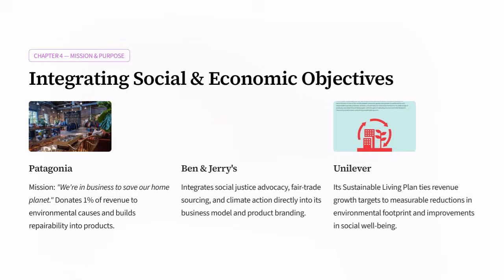This chapter examines how organizations integrate social and economic objectives, rather than treating them as separate priorities. Mission becomes meaningful when it shapes everyday business decisions. Patagonia connects its purpose to environmental giving and product repairability. Ben & Jerry's brings social justice, fair trade sourcing, and climate action into both its operations and brand. Unilever takes a measurement-driven approach, linking revenue growth with reductions in environmental impact and improvements in social well-being. Together, these examples show how purpose can influence products, sourcing, advocacy, and performance targets across the business.